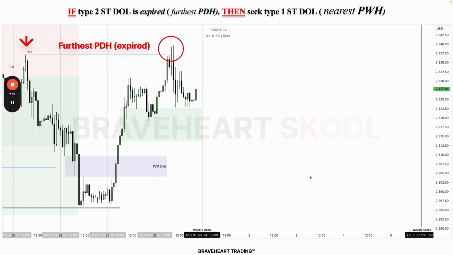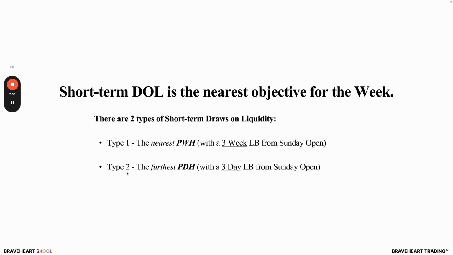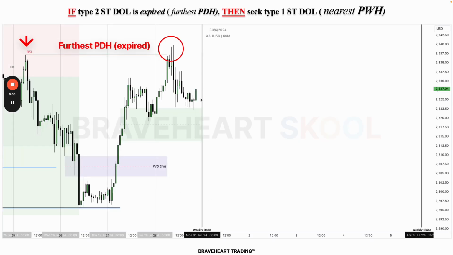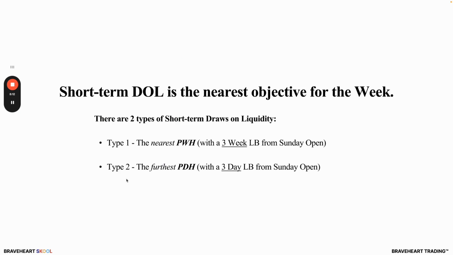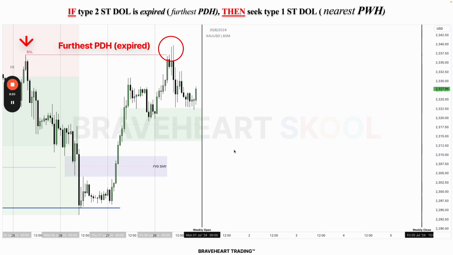So if type 2 draw on liquidity is expired, so that should be type 2, previous day's high. We can see here, Sunday, we look back 1, 2, 3. So basically 3 ranges. We can see this, it's pretty much expired already. So what do we do then? We seek the type 1 liquidity here, which is the nearest previous week's high, but we have to use a 3-week look back for that. So instead of a 3-day look back here, because it's expired, we now seek the type 1. So you can see there's different filters for this.